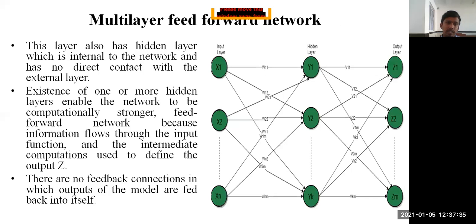Okay, so as you can see here, this is an example representation of a multi-layer feed forward network. So here you have a hidden layer between input and output layers, and you can see the weights are assigned initially at one layer, and the hidden layer will compute those weights and add them to the next output layer. That will be shown as the output to the user after doing a number of computations. So the existence of one or more hidden layers enables the network to be computationally stronger, because information flows through the input function and the intermediate computations are defined at the output Z.